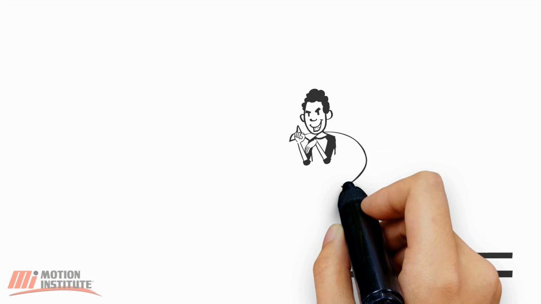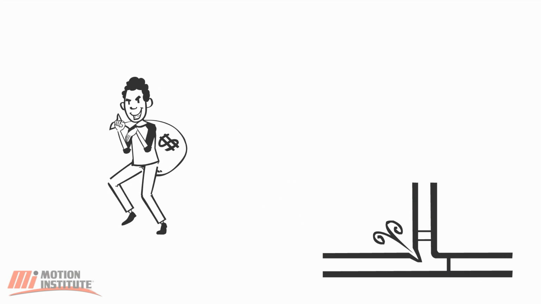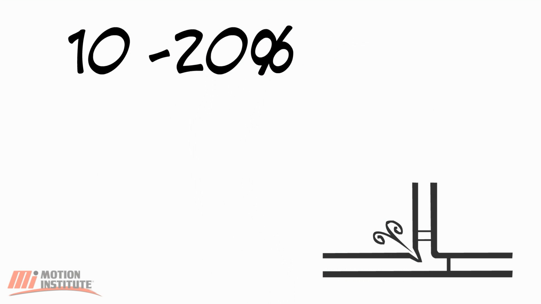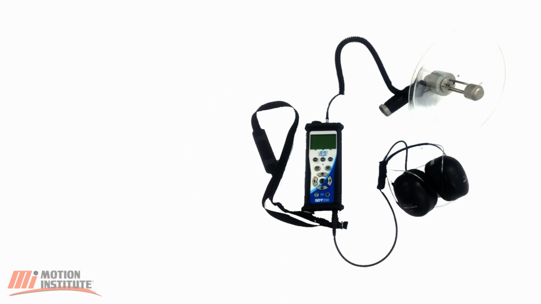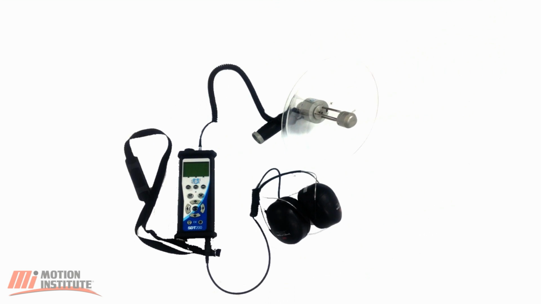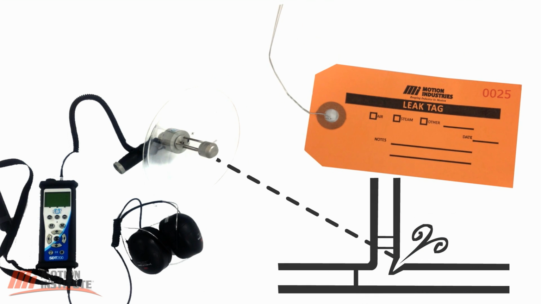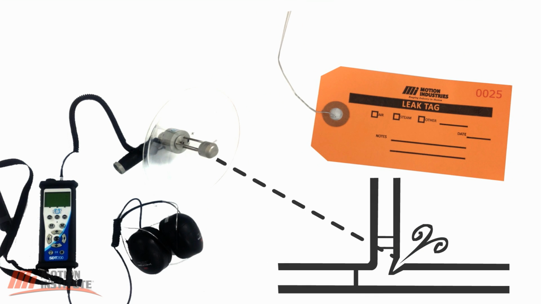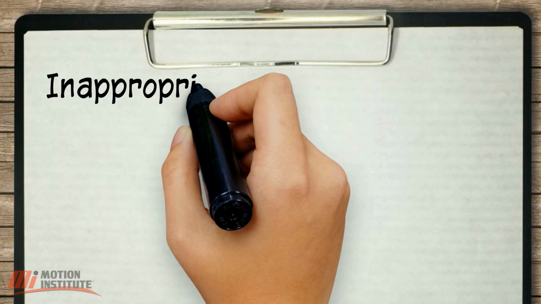Leaks are the thieves in every compressed air system and typically account for 10 to 20% of the compressed air usage. The Energy Services team utilizes an ultrasonic leak detector to identify leaks. This detector focuses on the frequency level that compressed gas creates. We document, quantify, and tag each and every leak.